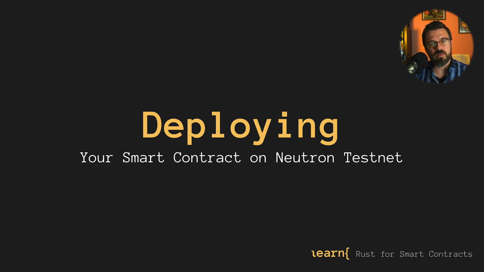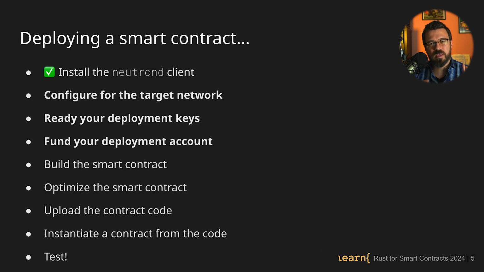You've got Neutron D, the command line client, set up now. It's time to configure it for Neutron testnet and set up a local wallet, so that we have some keys that we can use to upload our code and interact with smart contracts. I head over to a terminal here.